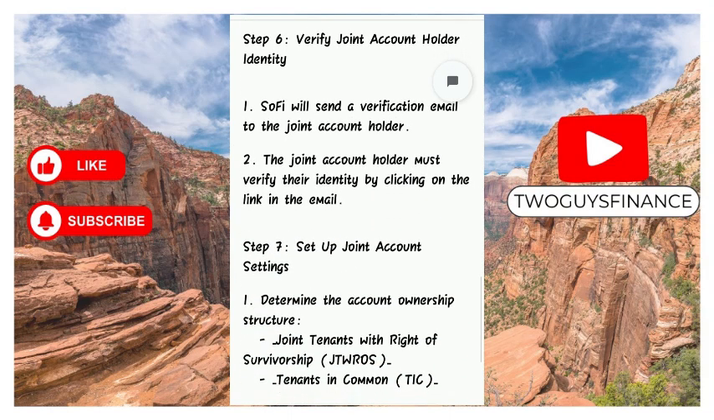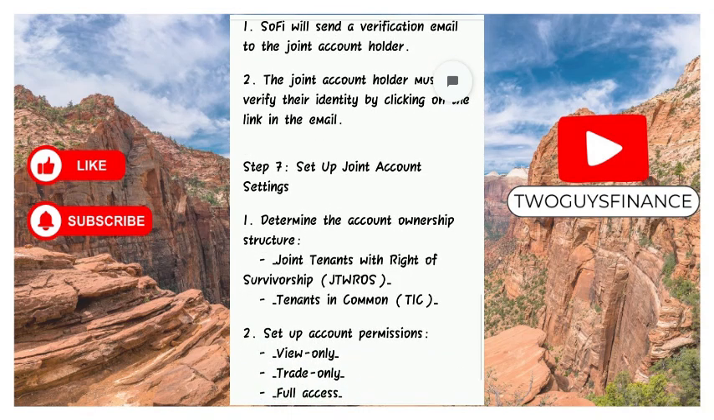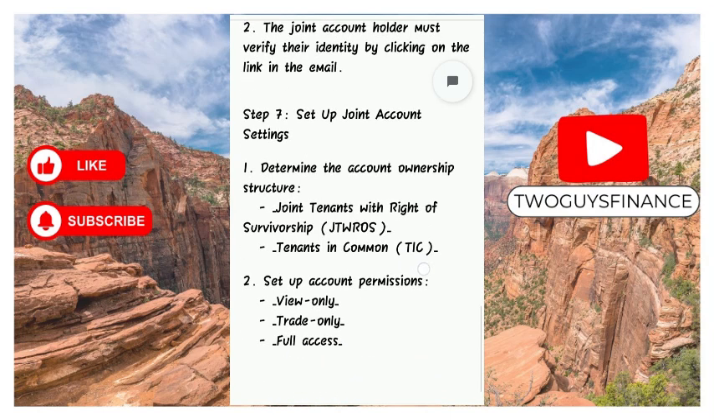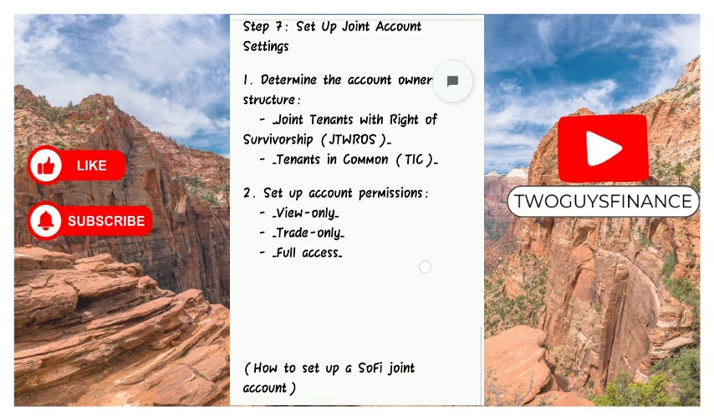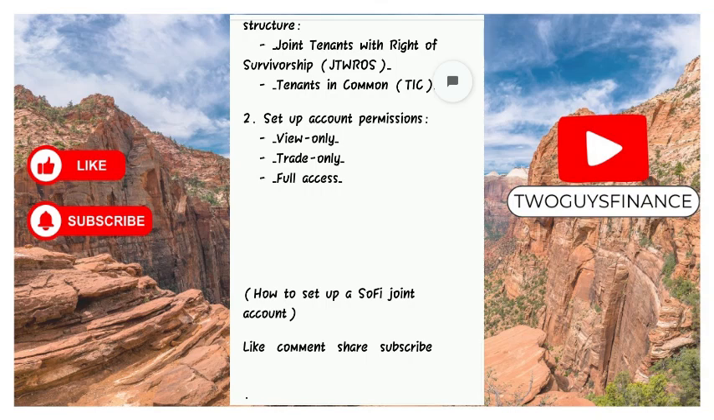Next up is to set up joint account settings. So you can determine the account ownership structure with this. You can have joint tenants with the rights of survivorship, or you could also have tenants in common. Whichever one you want to use, you can just set that there. And you can also set up account permissions. So it could be view only, trade only, or you can have the joint holder have full access to the account. And yeah, that's pretty much it on how to set up a Sofi joint account.